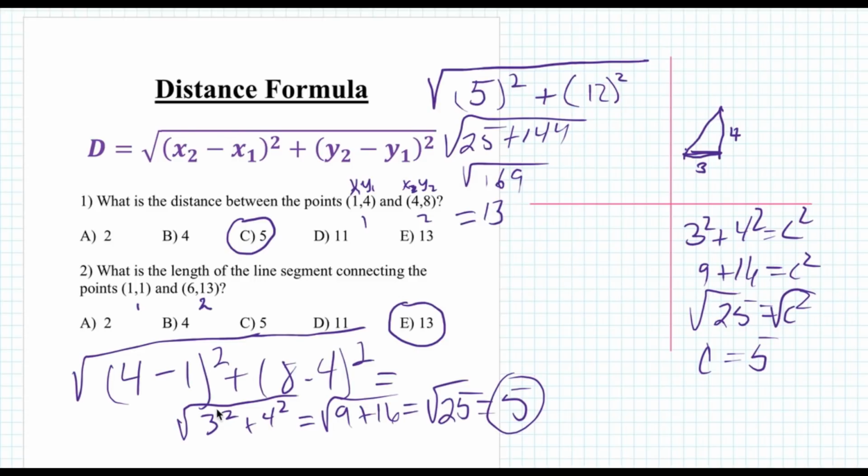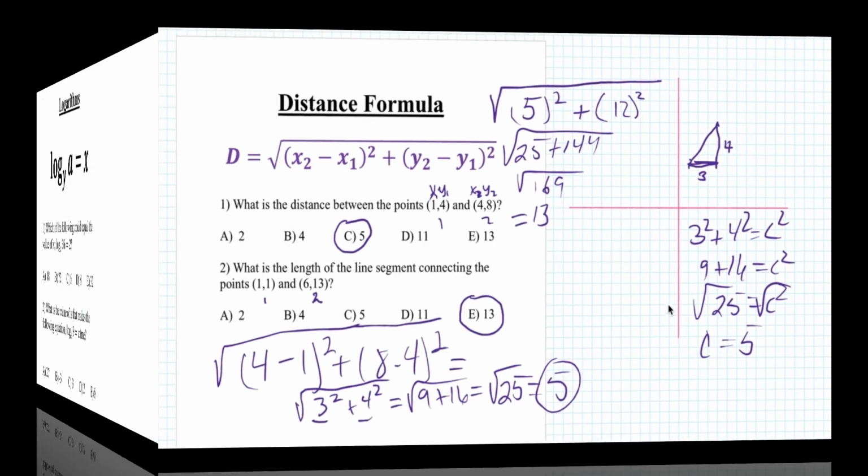Well, notice, those are the exact same numbers that we have here. So it's just the distance formula backwards. Maybe that's why the distance formula guy didn't get his name mentioned like Pythagoras did. I don't know.